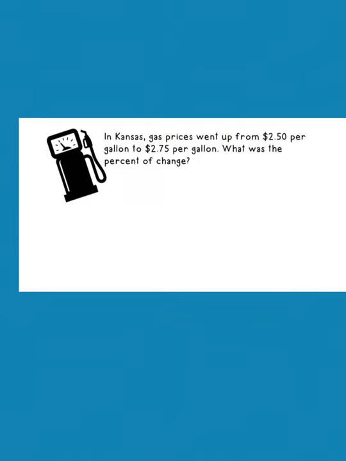Okay, in Kansas, gas prices went up from $2.50 per gallon to $2.75 per gallon. What was the percent of change? Okay, so I need to know how much it changed. So it was originally $2.50. Since that's what the original price was, I can go ahead and put that right here. And then it went up to $2.75. So how much did it change? It changed by 25 cents.